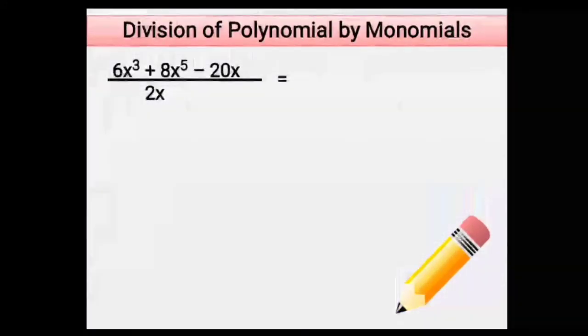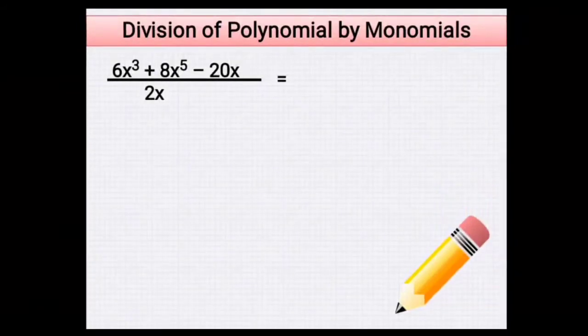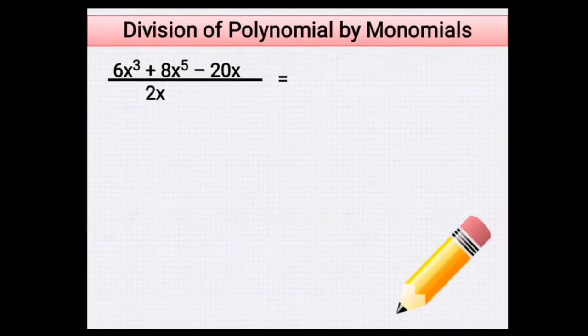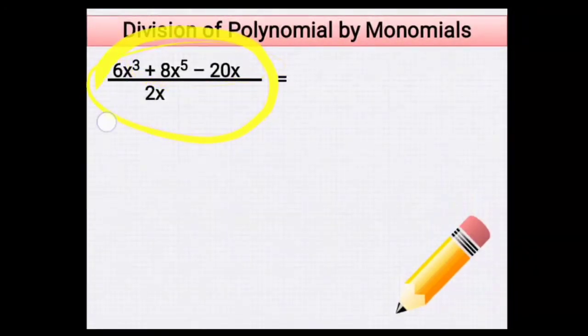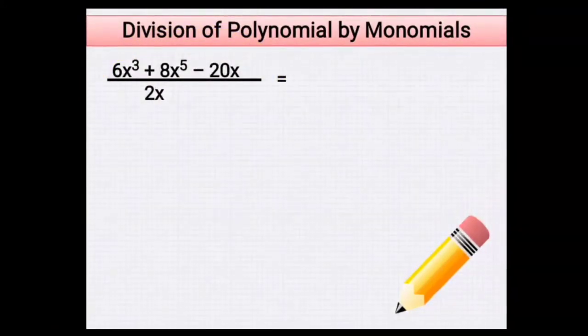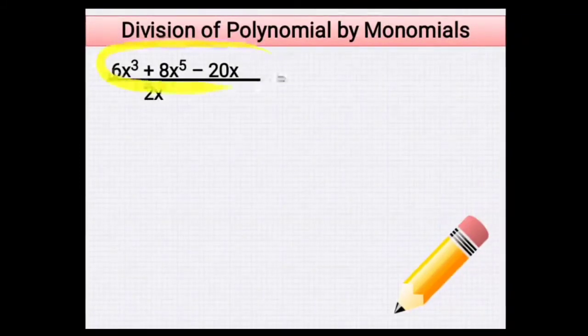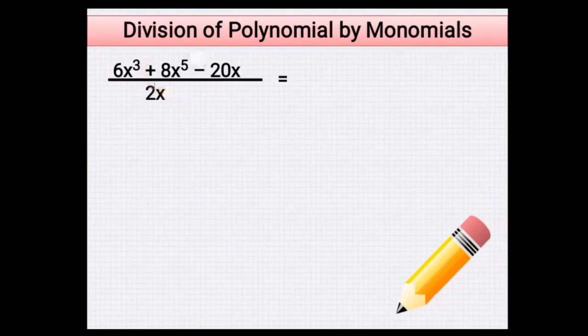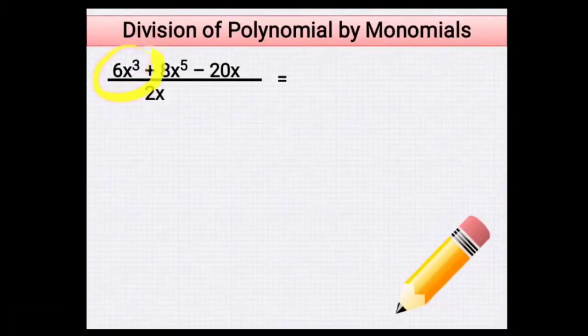Okay, division of polynomial by monomials. So let's have this example. For us to easily solve this, you have to arrange them properly, wherein the first term should be the term with the highest exponent. Okay? So in this case, on our numerator, 8x to the 5th power has the highest exponent. Then followed by 6x cubed.